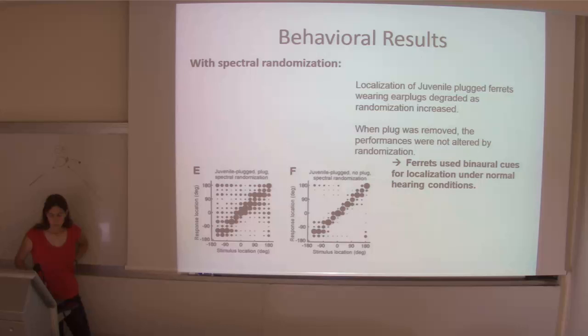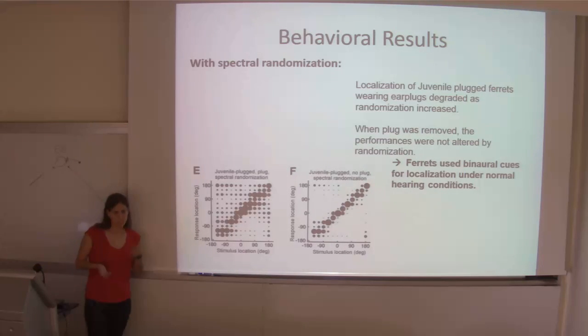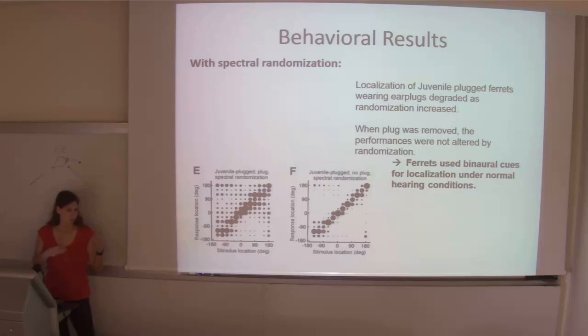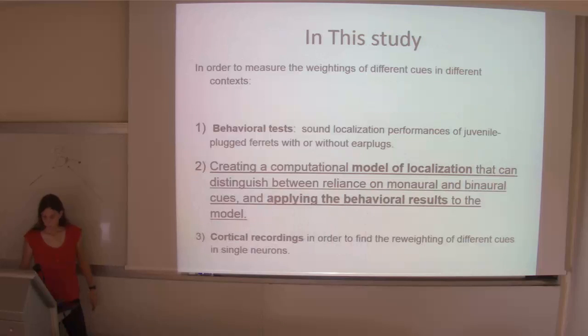And with the spectral randomization, the results were a bit different. With the spectral randomization, the source sound is not constant, so we have no way to know anything about its spectral properties. In that way, it's impossible to localize sound using one ear. So, as you can see here, the ferrets with the plug could not do it, but when the plug was taken off, they did it just fine, which means that they did in some way use binaural cues in order to do the sound localization. Questions so far?